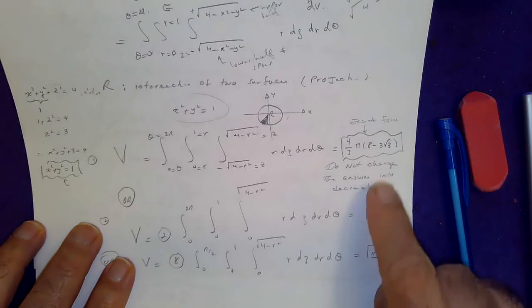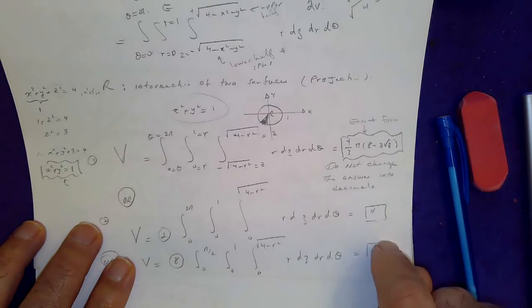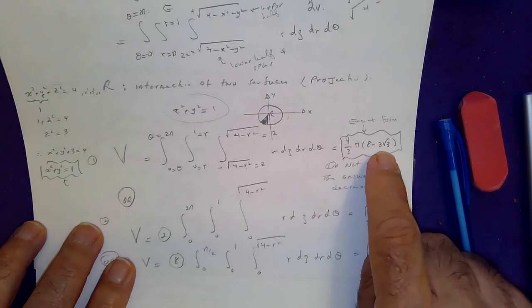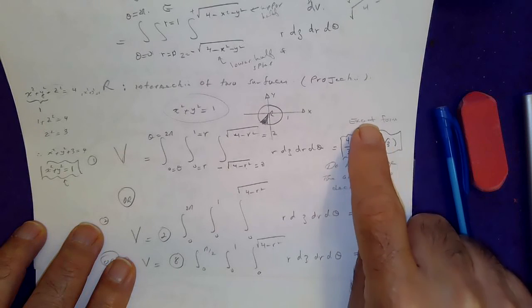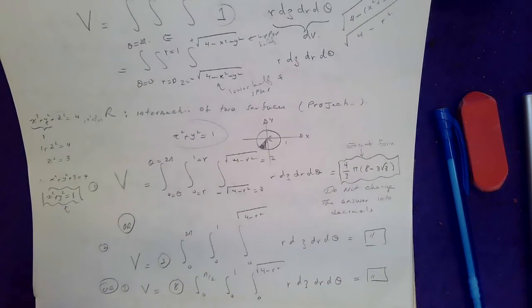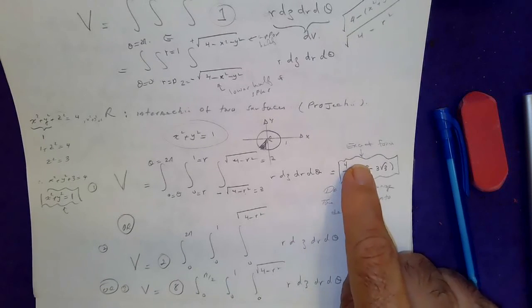Believe it or not, these three answers should be identical, which is 4/3 of pi times 8 minus 3 square root of 3. Once again, that's called exact form, so please do not change this to decimal because that would convert your answer to an approximation, and we need the exact answer.